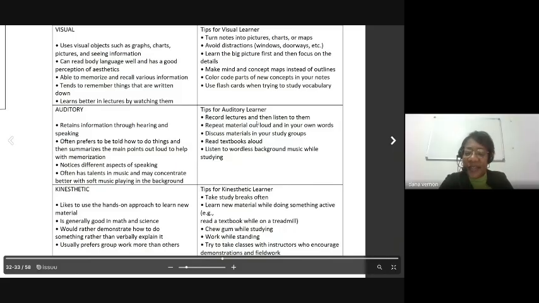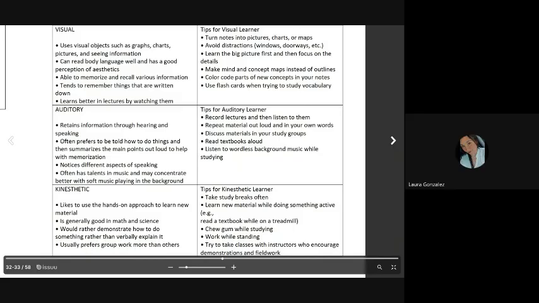Tips for auditory learners: Record lectures and then listen to them. Repeat material out loud and in your own words. Discuss materials in your study groups. Read textbooks aloud. Listen to wordless background music while studying.